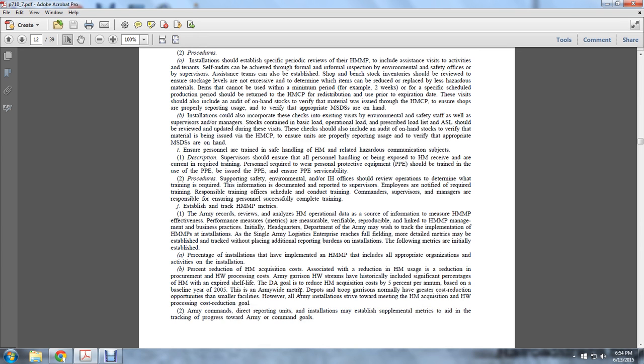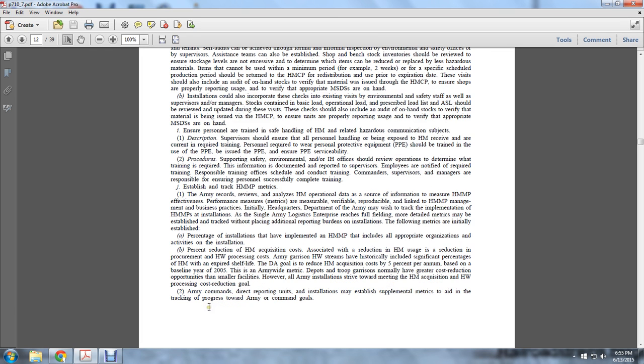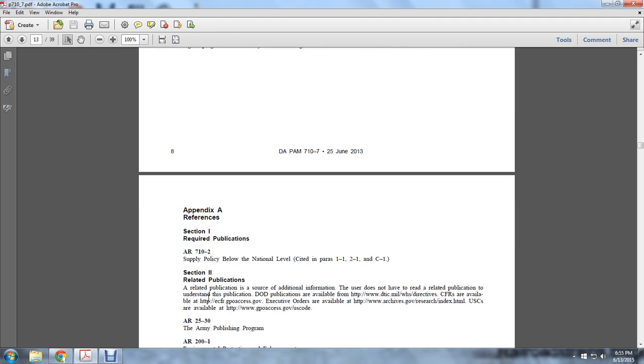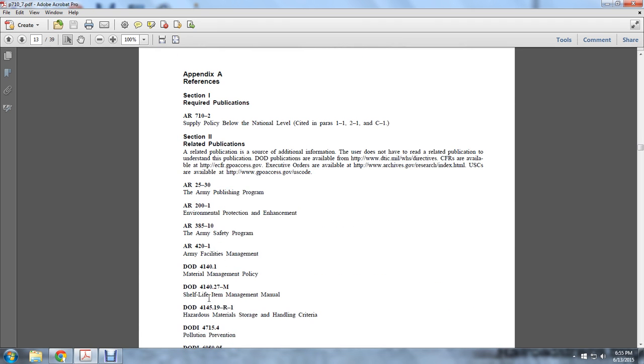The DA goal is to reduce hazardous material acquisition costs by 5% annually, based on the baseline year of 2005. Army-wide, depots and troop garrisons normally have a greater cost reduction opportunity. Smaller facilities, however, and all Army installations should strive toward meeting the hazardous material acquisition, hazardous waste processing, and cost reduction goal. Army commands directing reporting units and installations may establish supplemental metrics to aid in tracking progress of the Army and command goals. Appendix 1, these are the references.